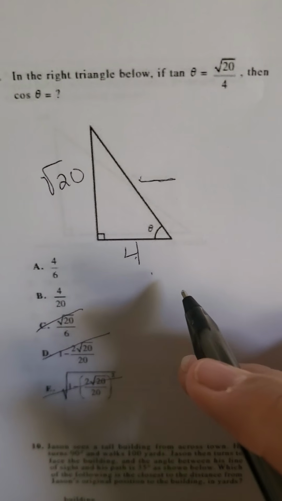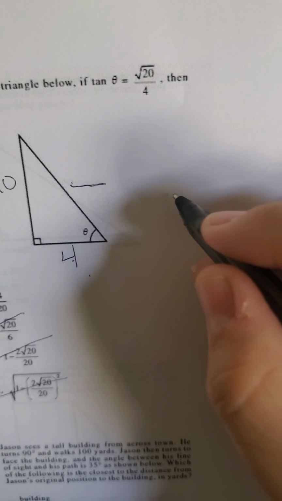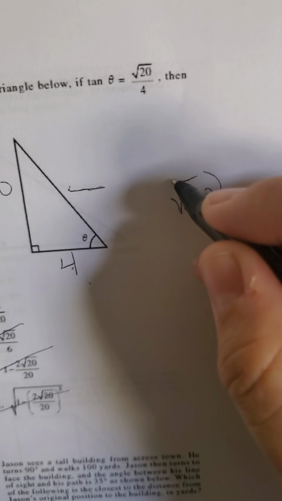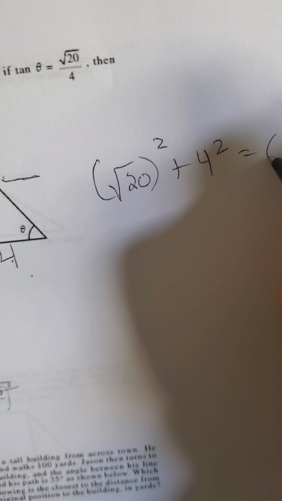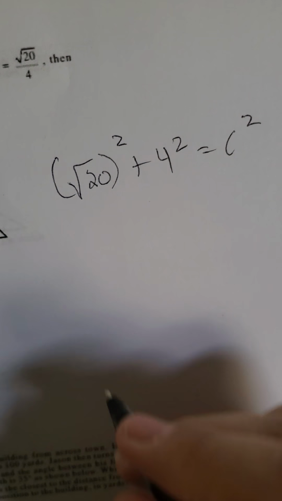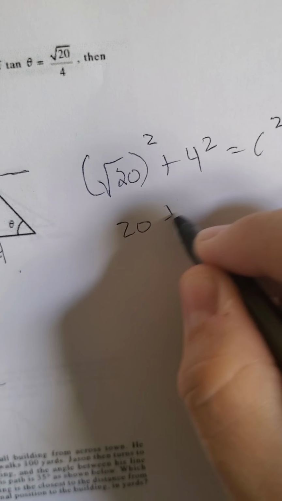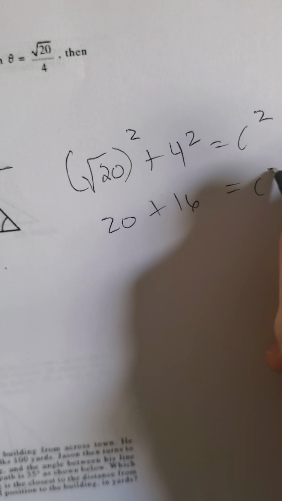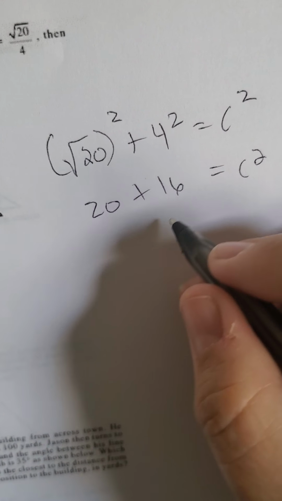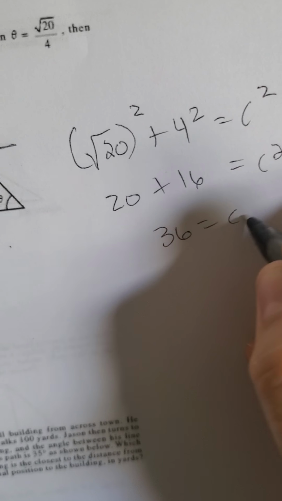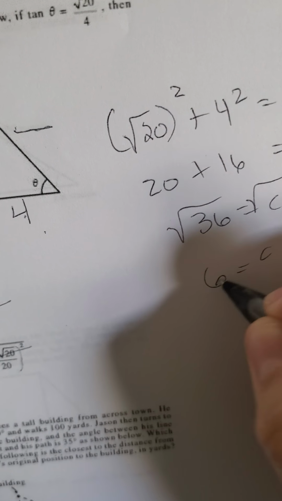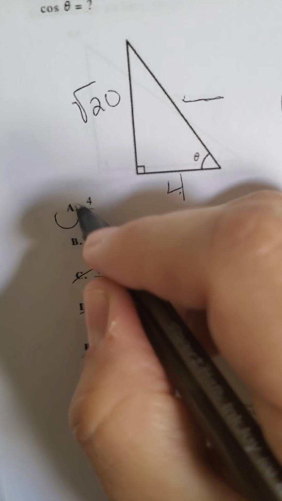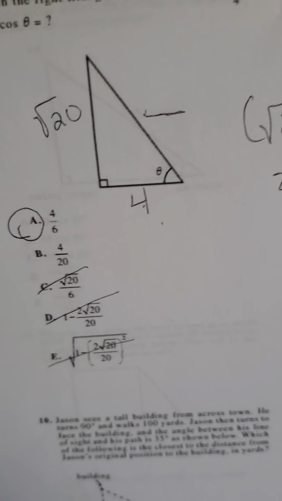So if I think about this, I can do Pythagorean theorem. The square root of 20 squared plus 4 squared will give me that hypotenuse squared. So that's 20 plus 16 equals c squared. So 20 plus 16 is 36. If I take the square root of 36, I should get 6. So my answer is A. All right, last one on this video.